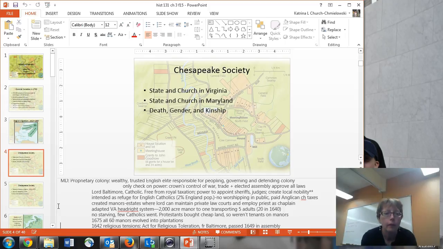So, the colony was very wealthy, okay? But the Lord Baltimore, who was Catholic, was free from royal taxation, okay? Which was pretty unusual, but it was something that was set up, and then he set up a very hierarchical structure, okay? And then he had the power to appoint the sheriffs and the judges and create this local nobility. Now, creating a local nobility, you find, also happened in New York, right? New York, when they set it up, that's how they set up the structure, where they would have these landowners and these tenants would pay for use of the land, and that's how the landowners would become wealthy. That's how it was set up originally in Maryland, but it wasn't working that way.